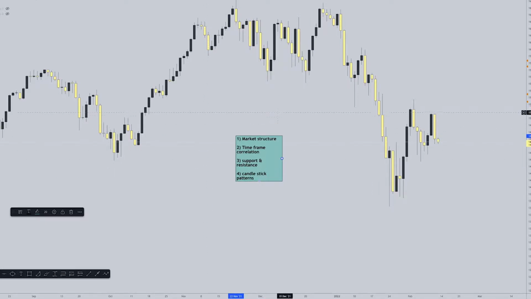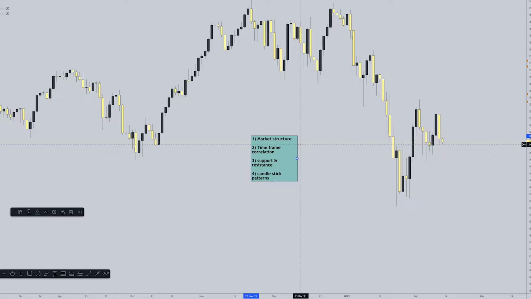So the first thing is market structure. You need to have a strong understanding of market structure on the higher time frames and lower time frames. And if you do not know market structure, you can watch my previous videos. I have a few videos on market structure as well as time frame correlation.